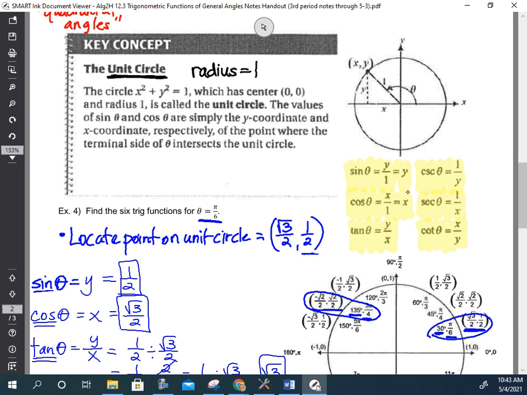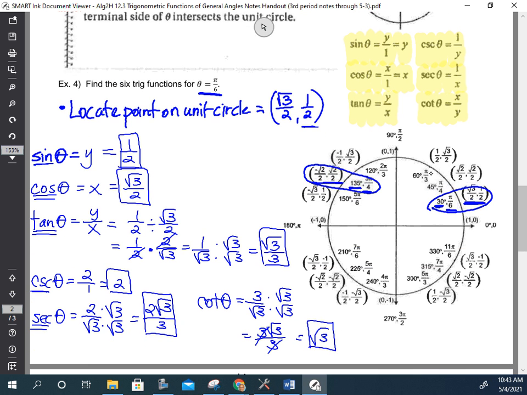So the unit circle we use when the radius is 1. You'll know when you're using a unit circle because the problem is going to specifically say unit circle. If it specifically says unit circle, we look at the angle, we pull it off of our chart, and then we find the trig functions that go with it.